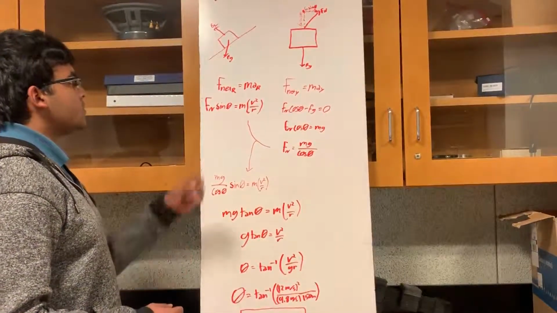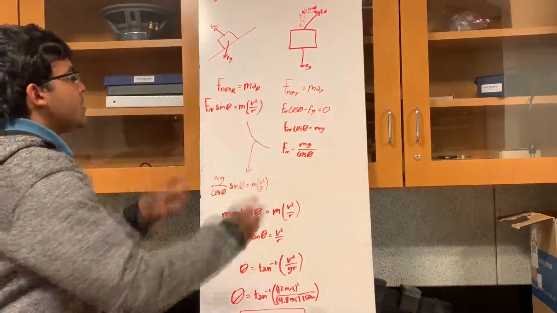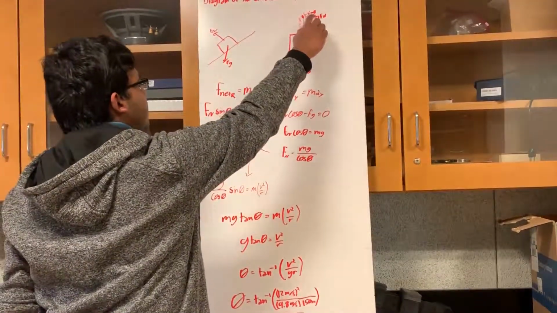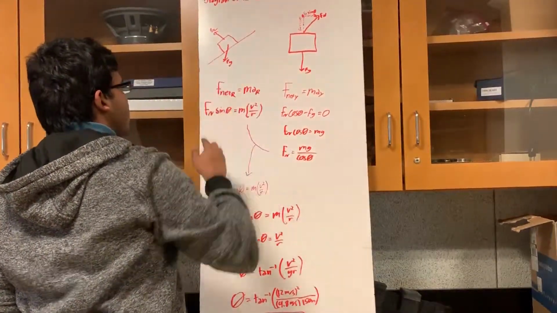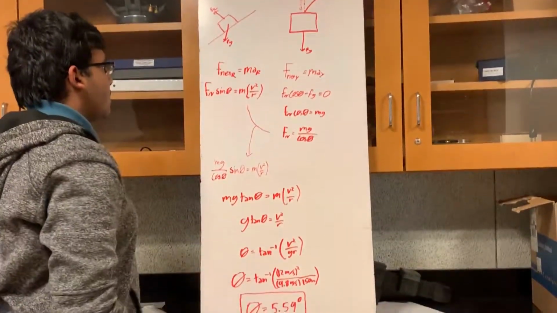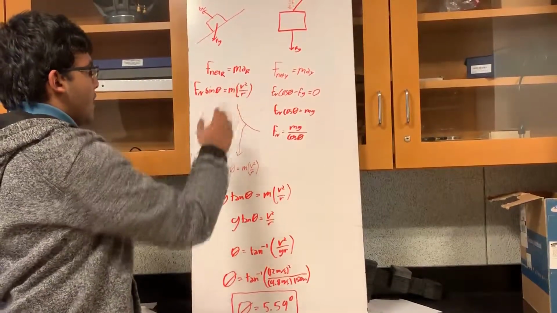And then, as we can see from our free body diagram, since Fn sine theta is in the radial direction, the direction at which the highway curves, it's going to be F net R, essentially. So we'll leave that alone for now.